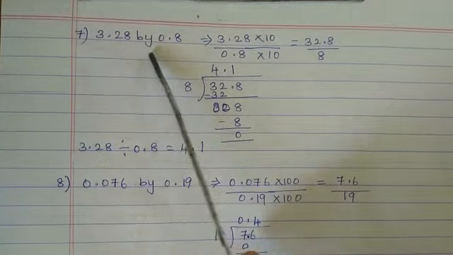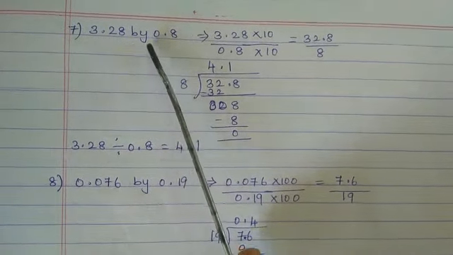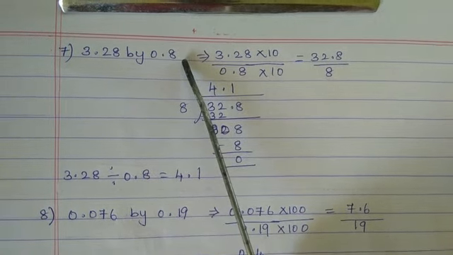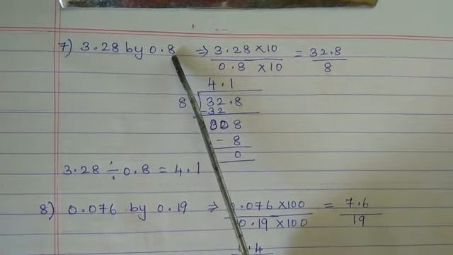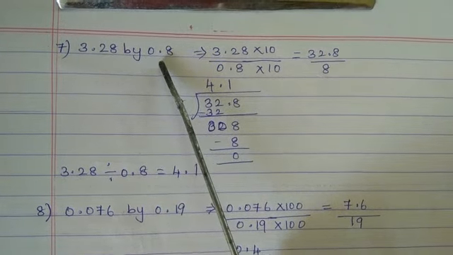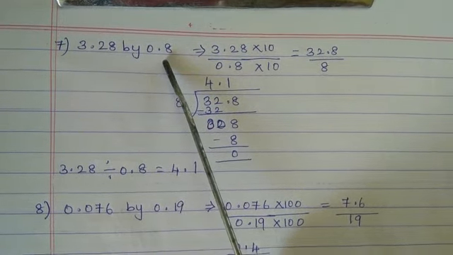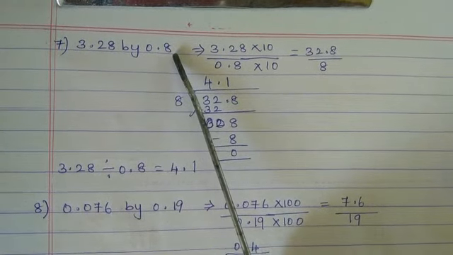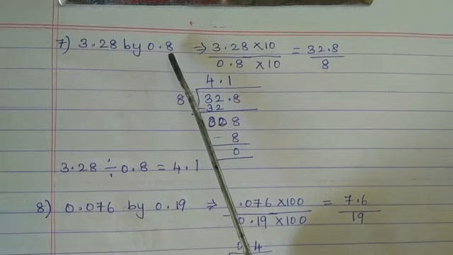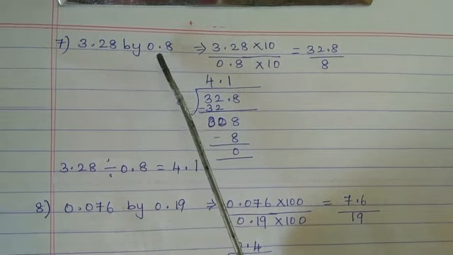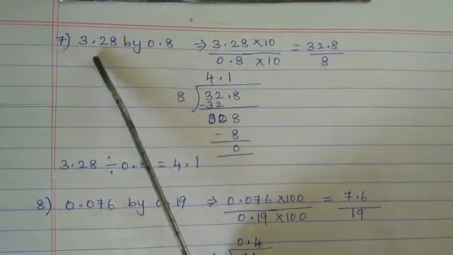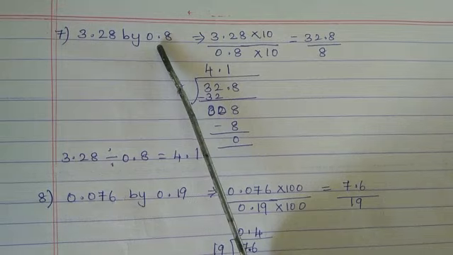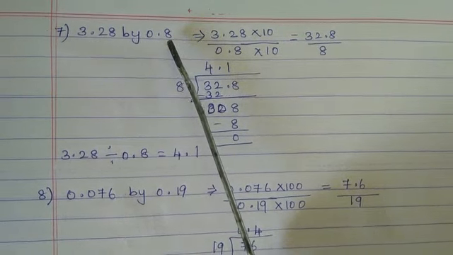Now we move to the next question. 3.28 by 0.8. See the question, decimal number divided by decimal number. Here the divisor is again a decimal number. So we have to convert this divisor into a whole number. For this, what do we have to do? We have to see the number of decimal places in the divisor only. No need to see the number of decimal places in the dividend. So don't worry about the dividend. Now we have to convert only the divisor into a whole number.